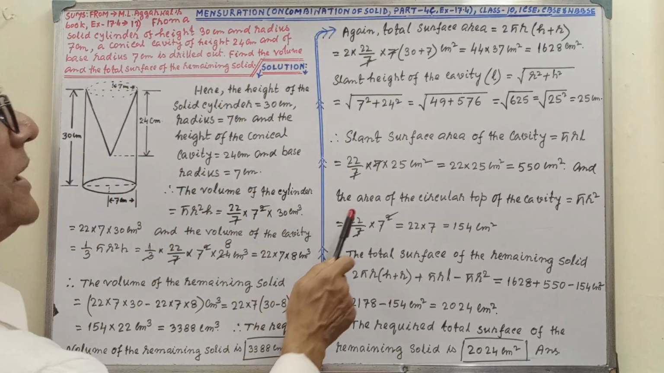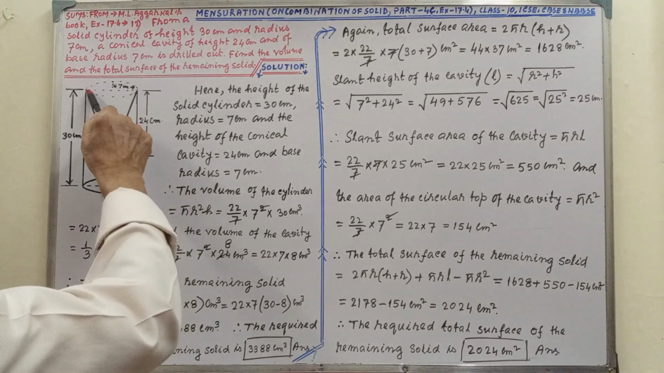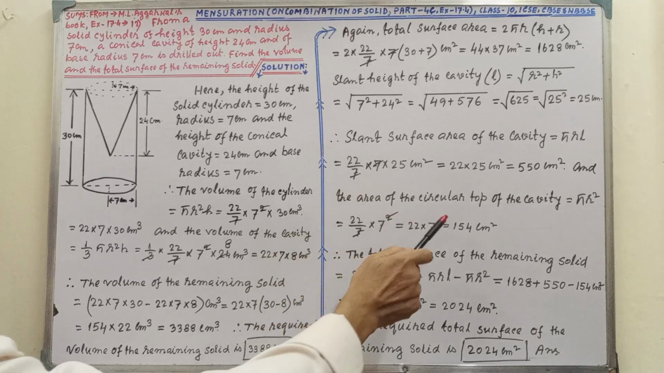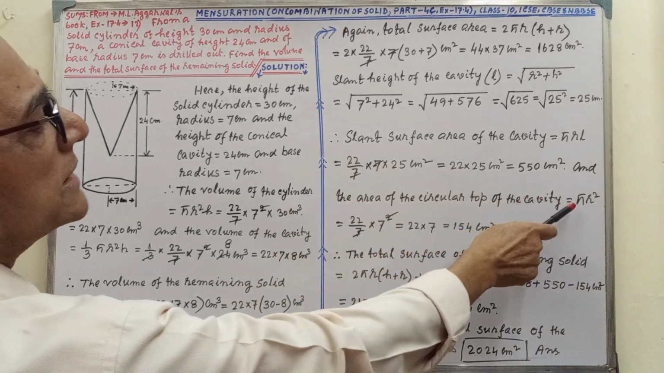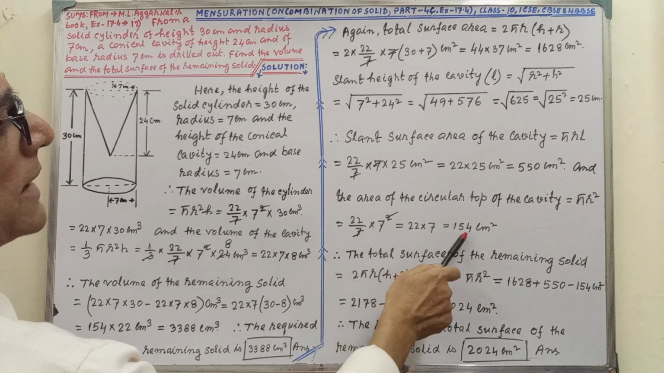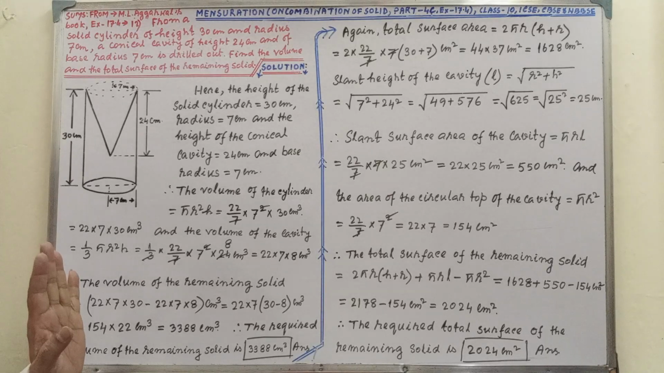Then we have to find out the area of the circular top of the cavity. That is a circle, so pi r square. Then 22 by 7 into 7 square, by calculation it is coming 154 centimeter square. Now we have to find out the remaining surface.